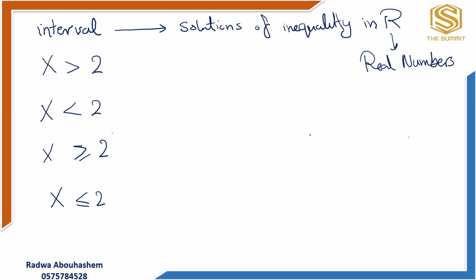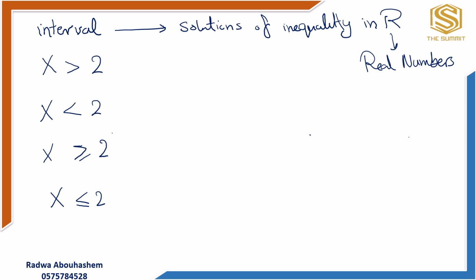3, 4, 5, maybe 4.5, maybe 4.56, maybe 3.2222 to the end of it. Right? So, any number till I reach infinity, because I don't know the end of numbers which are greater than 4. So how could I represent this? I represent it by the interval.